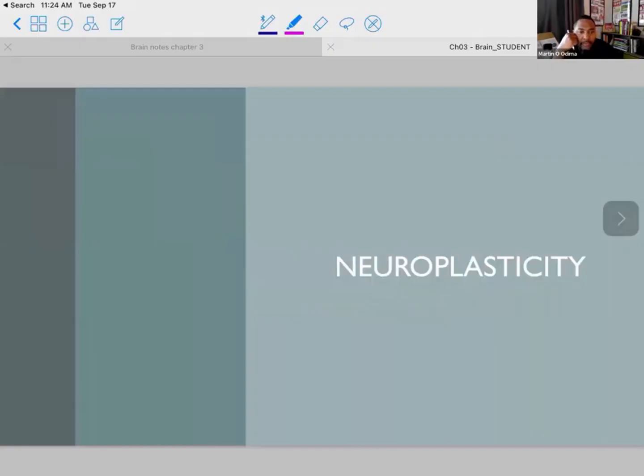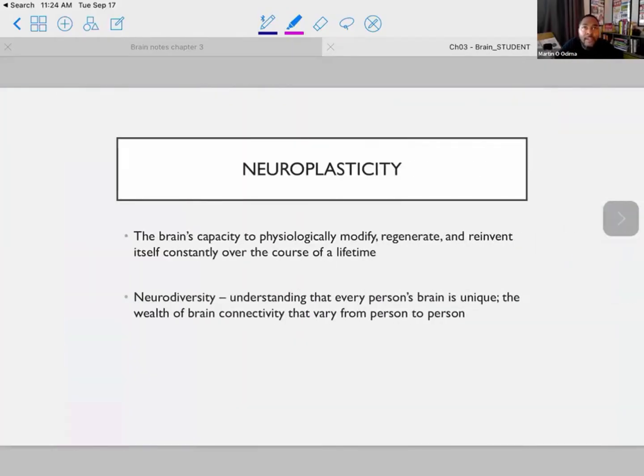The last thing I want to mention is neuroplasticity. I talked a little about this earlier, and that's the brain's ability to change its structures and chemicals based on our experience, our knowledge, and things that are going on in our environment. Neuroplasticity is the brain's capacity to physiologically modify, regenerate, and reinvent itself constantly over the course of a lifetime.